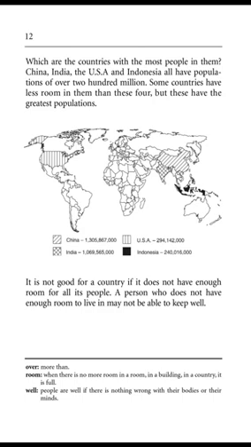Page 12. Which are the countries with the most people in them? China, India, the USA, and Indonesia all have populations of over 200 million. Some countries have less room in them than these four, but these have the greatest populations. It is not good for a country if it does not have enough room for all its people. A person who does not have enough room to live in may not be able to keep well.